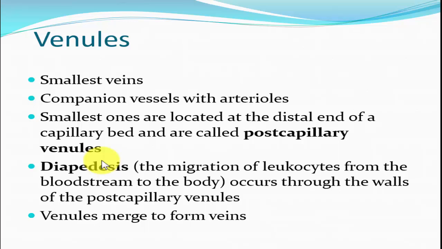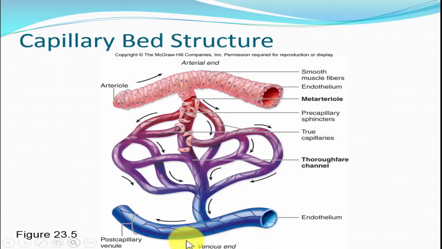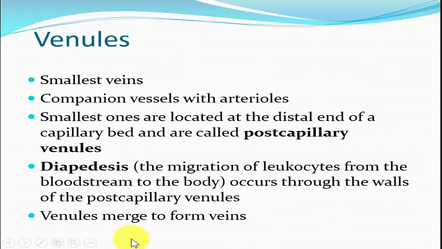The first of the smallest, so remember last time we started with the largest, so we're making a round circle here. So venules are the smallest of the veins, and this is where we start, so they are going to be the smallest to the largest. They're companion with the arterioles, they're at the same level, and basically the smallest ones are located at the distal end of a capillary bed and called postcapillary venules. So if we go back to this, it's going to be this area down here, the postcapillary venule. We also have diapedesis, the migration of leukocytes from the bloodstream to the body, and this occurs through the walls of the postcapillary venules because these walls are so thin.